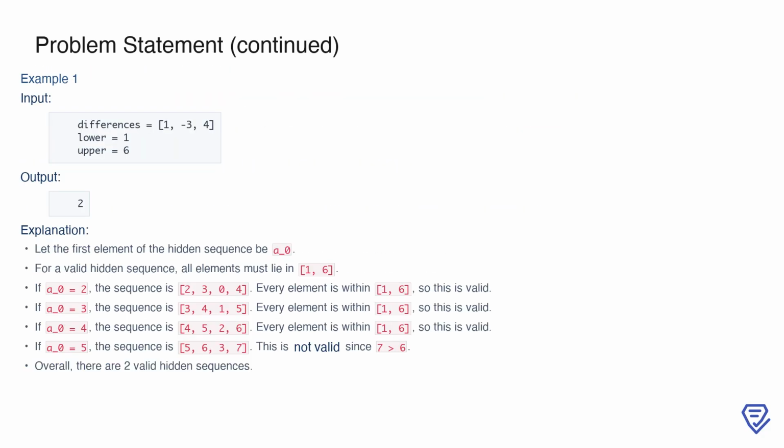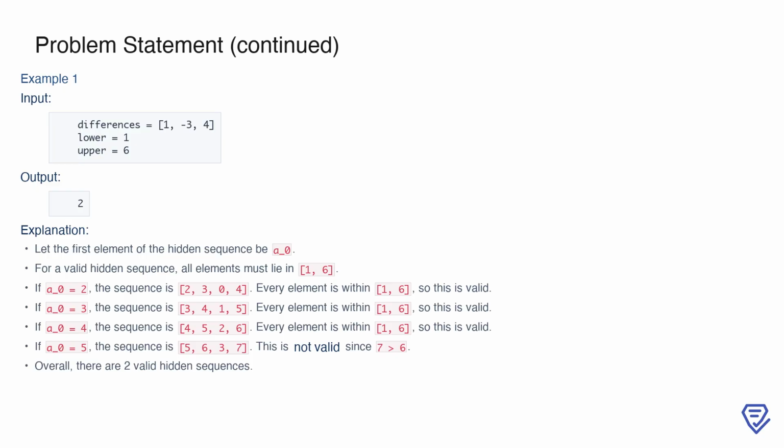Let's look at the first example to understand this better. Here, we're given differences equals 1, -3, 4, lower equals 1, and upper equals 6. To form a valid sequence, we start with an initial value, hidden[0], which can be freely chosen. From there, we calculate the subsequent elements of the sequence by applying the differences. For instance, if we choose hidden[0] equals 2, the sequence becomes 2, 3, 0, 4, which is valid because all its elements lie within the range 1 to 6.